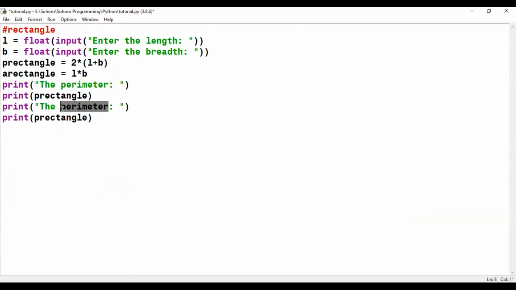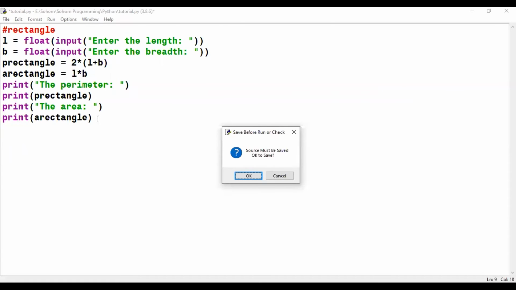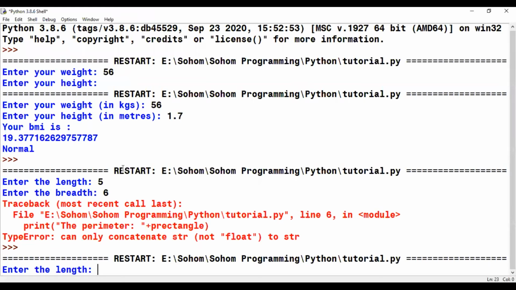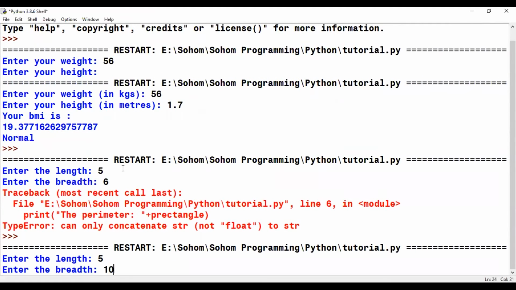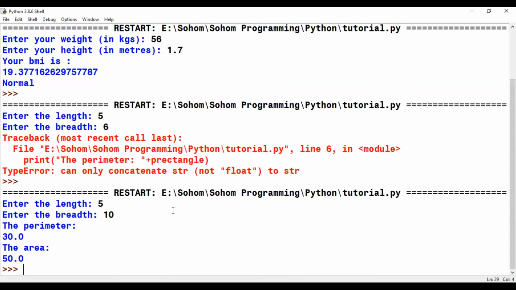Print the area, and it's going to be like this. And if I just now run this one, let's enter the length as 5 and breadth 10. Perimeter is L plus B, which is 10 plus 5, 15, and 15 into 2, 30, and 10 into 5, 50, which is the area and perimeter.